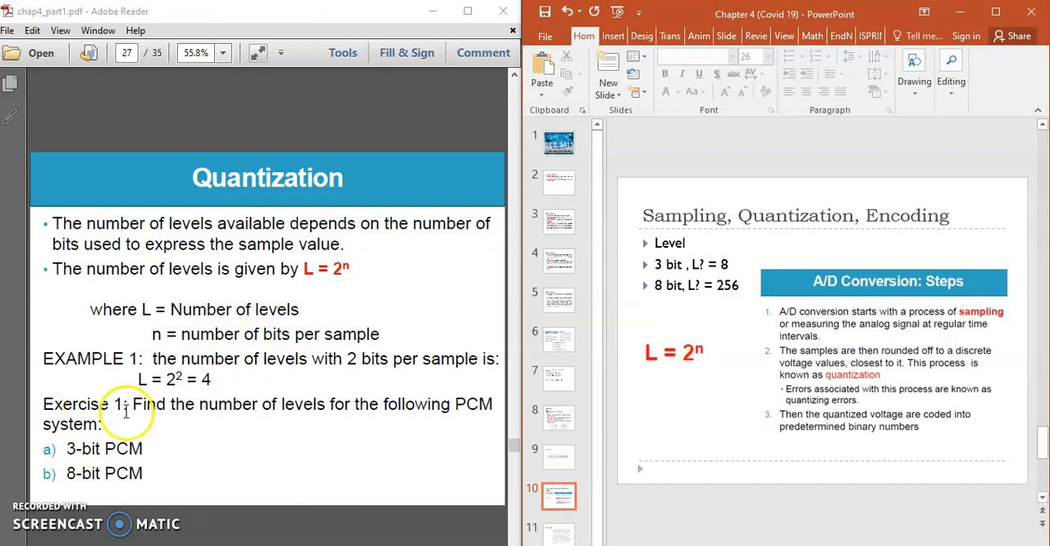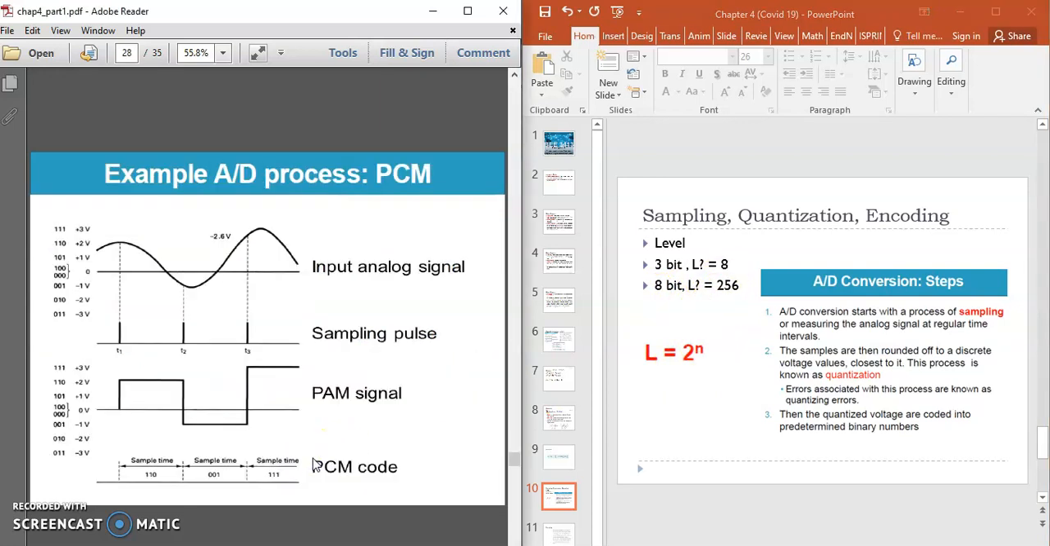Let's answer it. Find the number of levels for the following PCM, pulse code modulation system: 3 bits. How to solve it? We give you 3 bits, then use this formula: 2 to the power of 3, 2 times 2 times 2. 2 times 2 is 4, 4 times 2 is 8. How about 8 bits? 2 to the power of 8, you get 256.